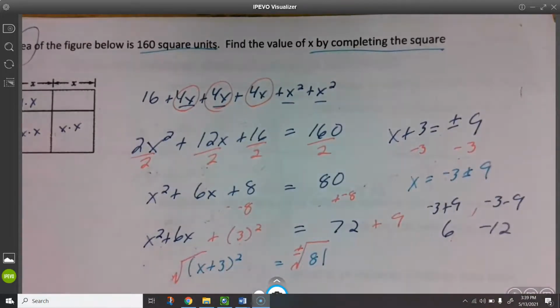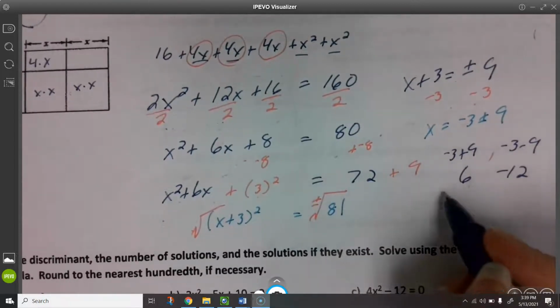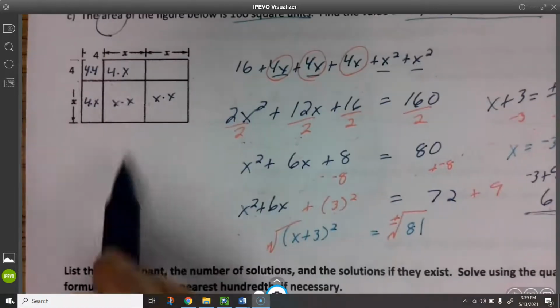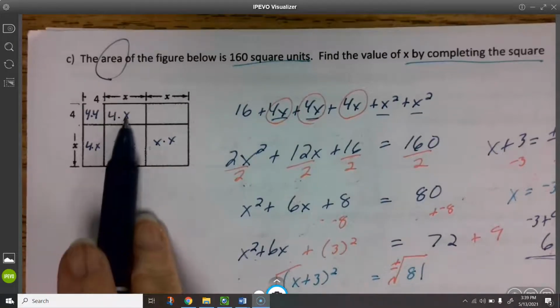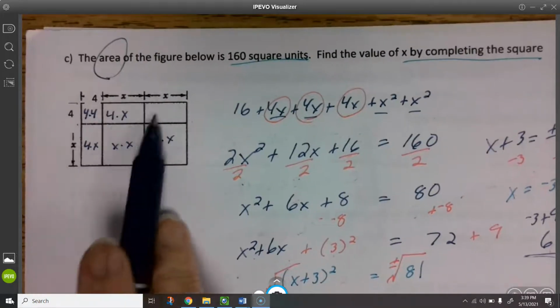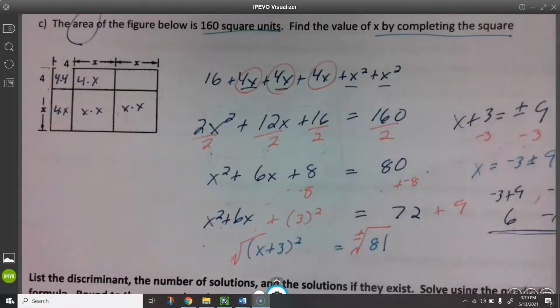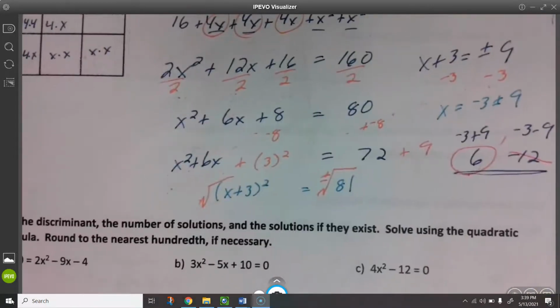Okay, now this is where you have to pay attention once again, and this happens all the time, especially in physics. It looks like these are my two answers, right? 6 and negative 12. Look back at your problem. If I have an area that's positive, can I have a side that's negative 12? No, because it won't work. I can't have a side of negative 12 units. So that means this one gets crossed off. What is x equal to? Just 6. Just 6. Okay?